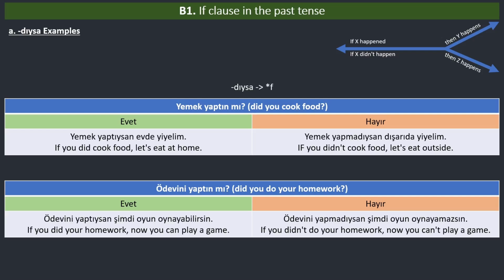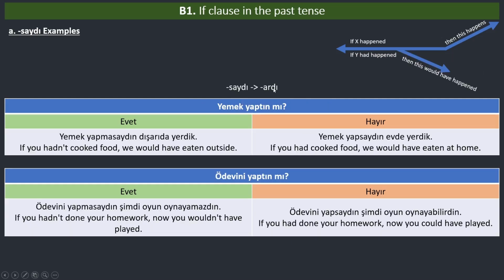I will just go with flexible. Maybe like modals, maybe future, and there are some other things. This one is flexible. After dıysa, you can have some endings in the main clause. But with this one, you can only choose ardı. Yapsaydın olurdu. Okay. I hope this is clear.